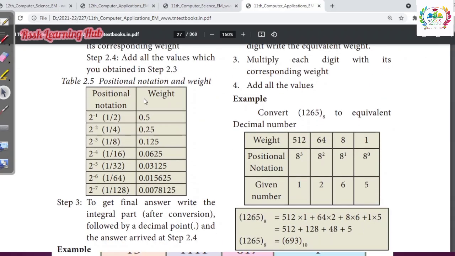So this is the positional notation and weightage. 2 power minus 1 is nothing but half, 1 by 2, value 0.5. Next, 2 power minus 2 is 1 by 4, so 0.25. 2 power minus 3 is 1 by 8, so 0.125. 2 power minus 4 is 1 by 16, 0.0625. Then 2 power minus 5 is 1 by 32, so 0.03125. Then 2 power minus 6 is 1 by 64, value 0.015625. Similarly, 2 power minus 7, 1 by 128, 0.0078125. Next, to get the final answer, write the integral part after the conversion, followed by the decimal value.